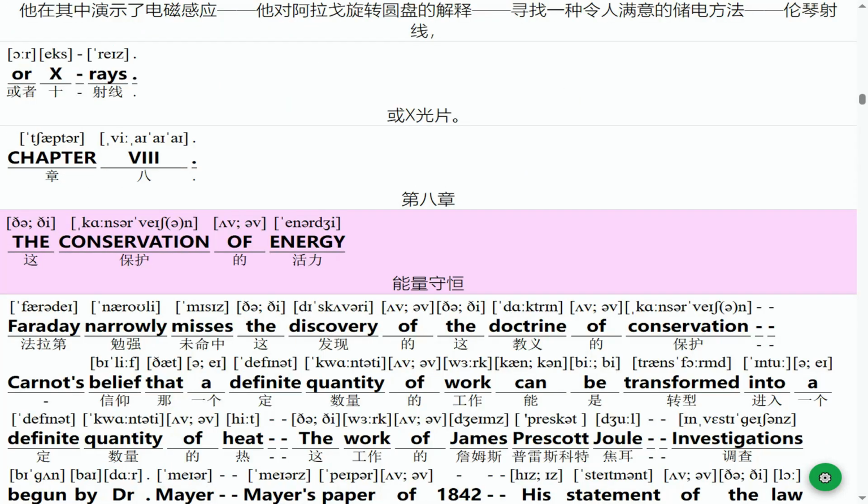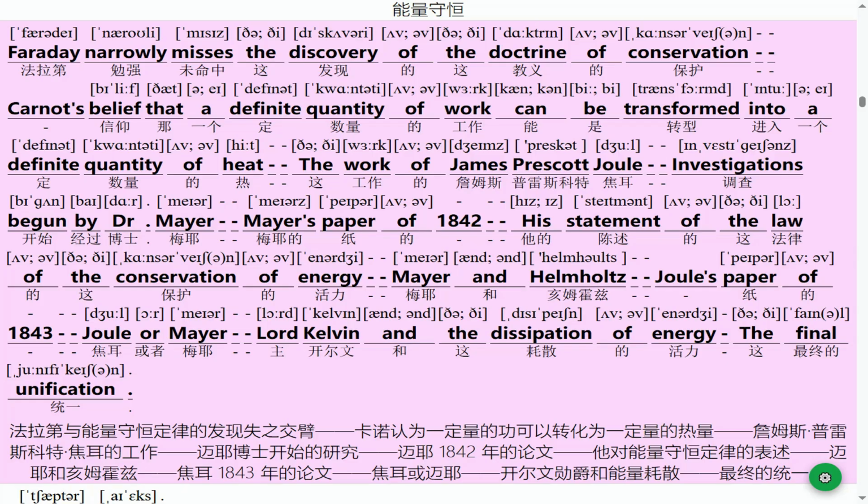Chapter 8. The conservation of energy. Faraday narrowly misses the discovery of the doctrine of conservation. Carnot's belief that a definite quantity of work can be transformed into a definite quantity of heat. The work of James Prescott Joule. Investigations begun by Dr. Mayer's paper of 1842, his statement of the law of the conservation of energy. Mayer and Helmholtz. Joule's paper of 1843. Joule or Mayer. Lord Kelvin and the dissipation of energy.